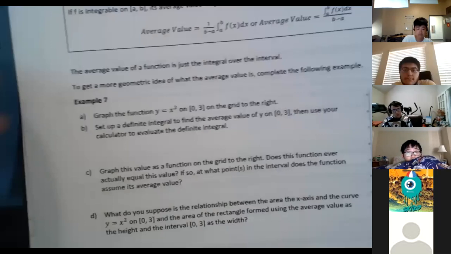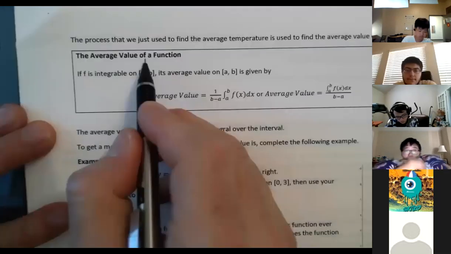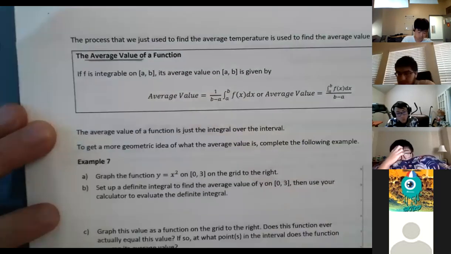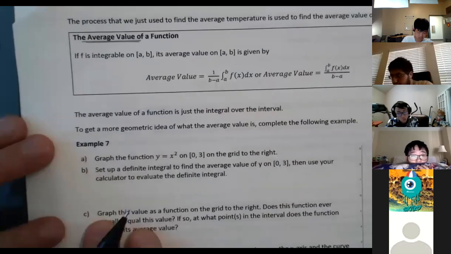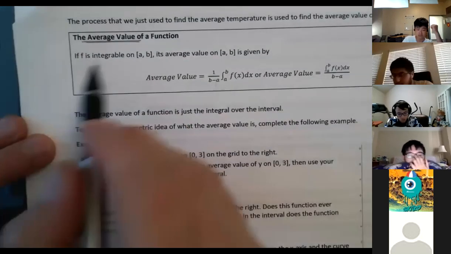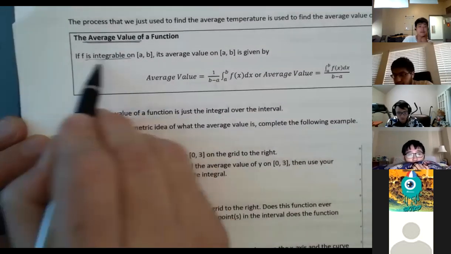this is the basic definition. So the average value of a function is defined this way. What are the conditions for that? The function has to be, if f is integrable.